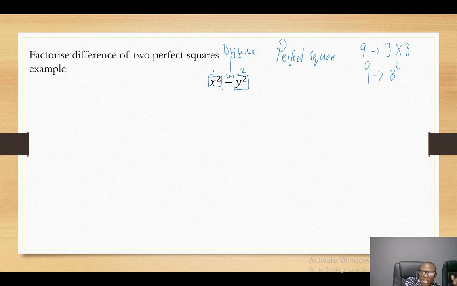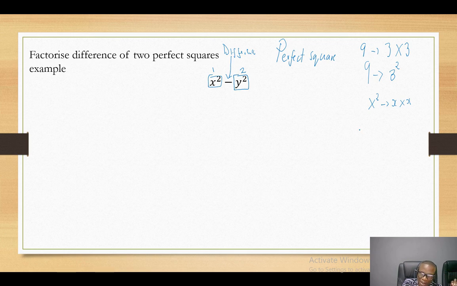So you can see that here, x squared is a perfect square. Which number can we multiply by itself and get x squared? It is x by x. If you multiply x with x, you get x squared. So x squared is a perfect square because there exists a number, in this case a variable, which when we multiply by itself, we get x squared. Please guys, you must know what a perfect square is.